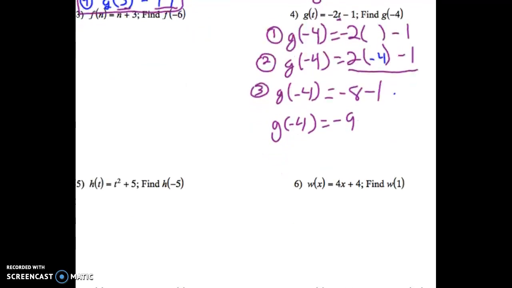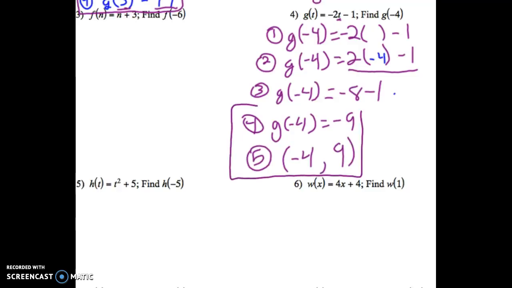That's step 4. And then step 5, you identify a coordinate point. So if I input a -4 into this function, I output a -9. Hopefully by now you're making the connection that if I were to graph -2t minus 1, on that graph, if I went over to -4, it would also hit at -9. That's what those coordinate points mean.